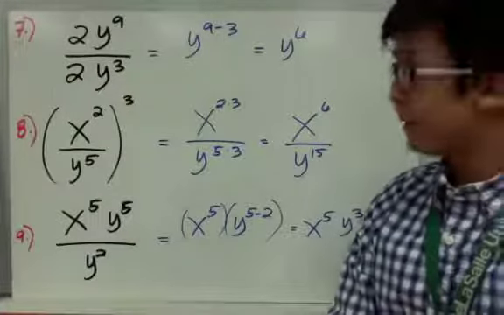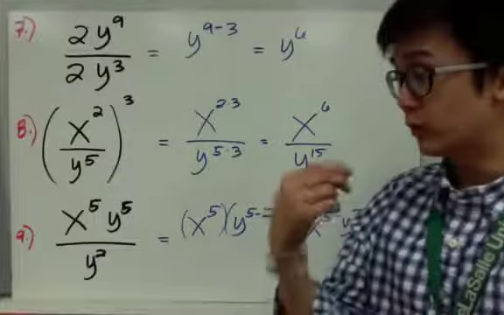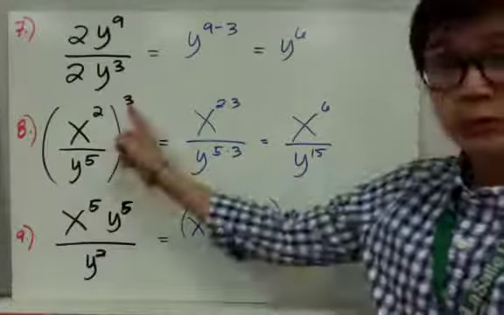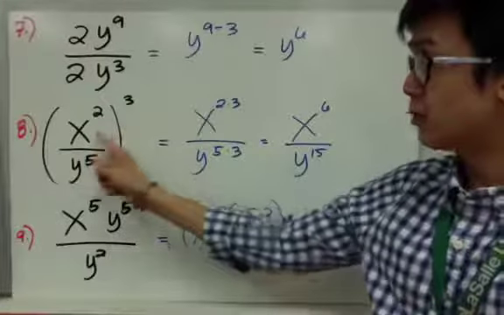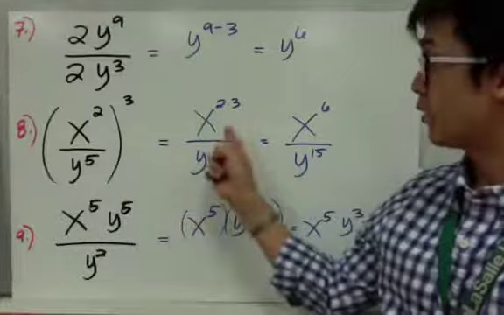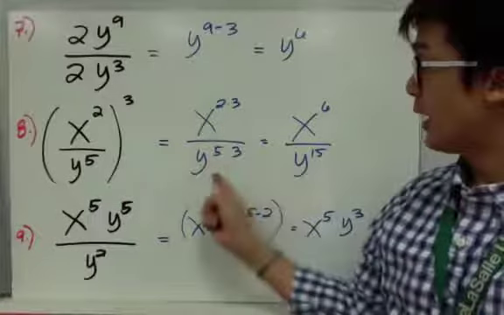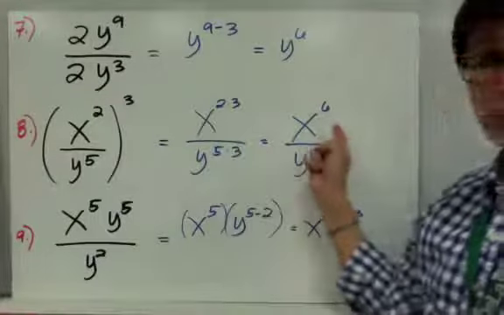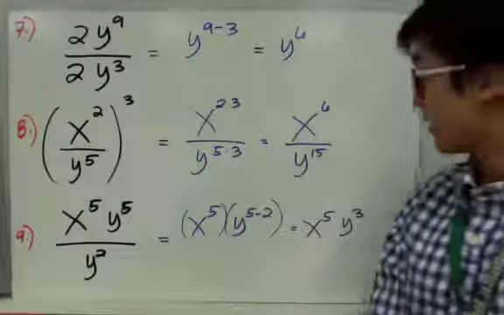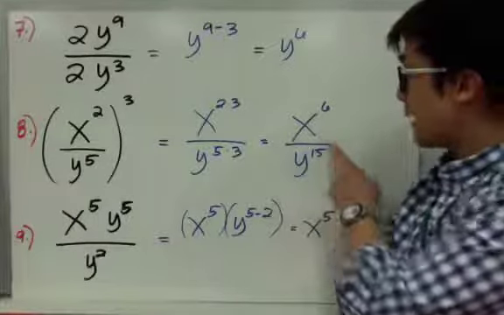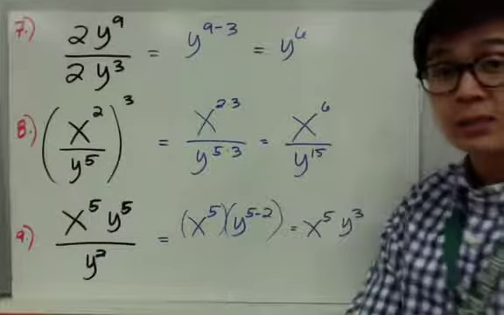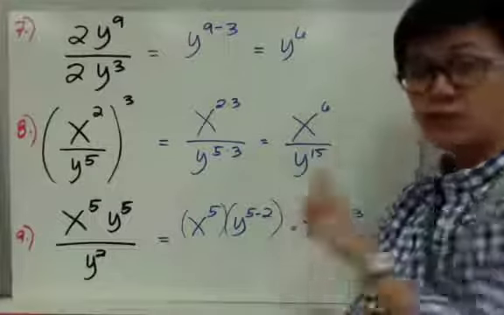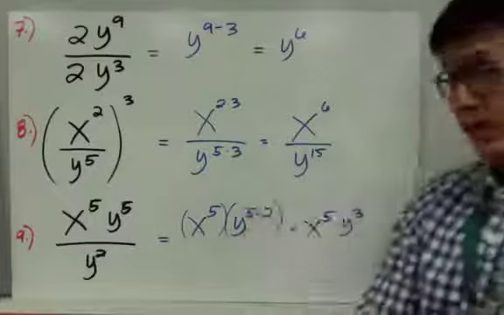At yung number 8, dalawang law naman yung gagamitin natin. Yung division law at saka yung power law. So, i-distribute nyo muna yung 3 dun sa numerator and denominator. Kaya meron ako ngayong x raised to 2 times 3 and y raised to 5 times 3. I know that 2 times 3 is 6, kaya meron akong x to the 6 all over y to the 15. Ngayon, alam natin na hindi na natin ito masisimplify kasi magkaiba sila ng variable. So, ito na yung simplest form ng fraction nyo. Kasi different variable, hindi pwedeng pagsamahin.